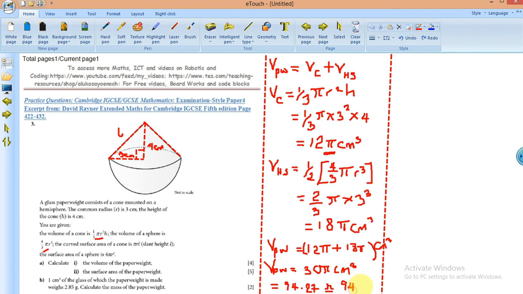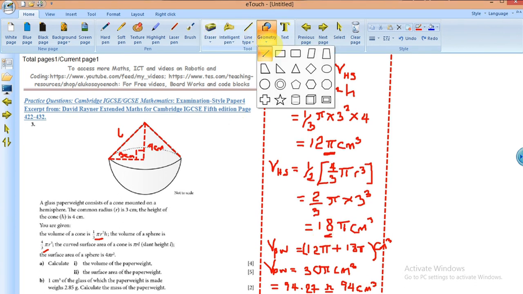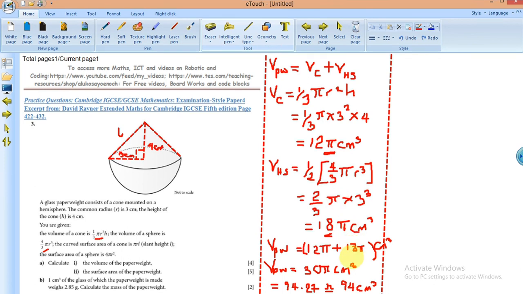Okay, since that is the final answer, I think I can go ahead and put that in the rectangular box. So this here is now also the final answer. So let's go ahead and put the final answer in the rectangular box. That is the solution to the first part of the question. So let's go to the next part of the question.